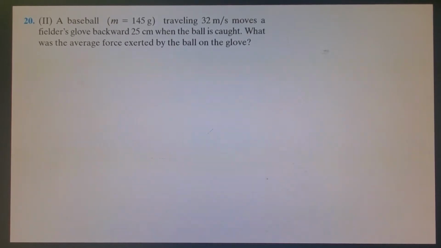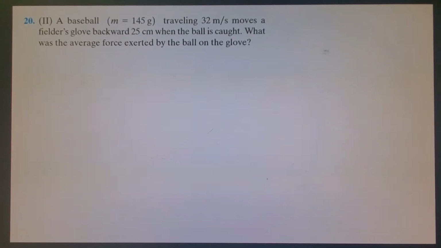A baseball traveling at 32 meters per second moves a fielder's gloves backward by 25 cm when the ball is caught. What was the average force exerted by the ball on the glove?